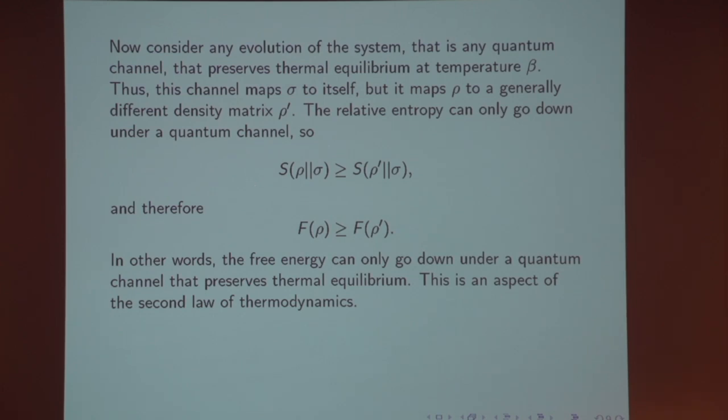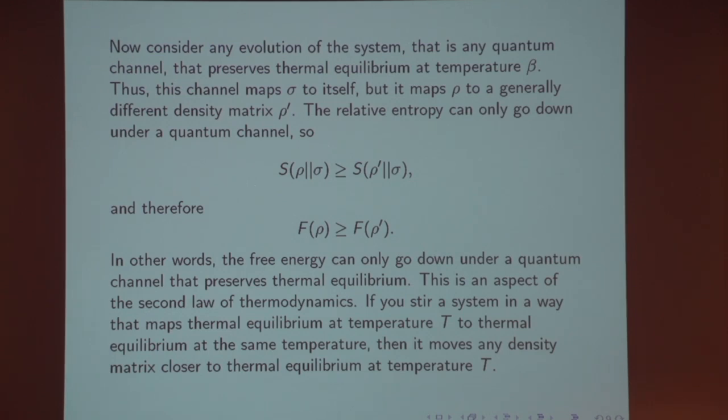That's an aspect of the second law of thermodynamics. If you stir a system in a way that maps thermal equilibrium at temperature T to thermal equilibrium at the same temperature, it moves any density matrix closer to thermal equilibrium at temperature T.